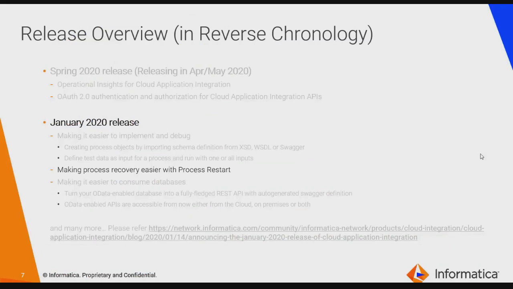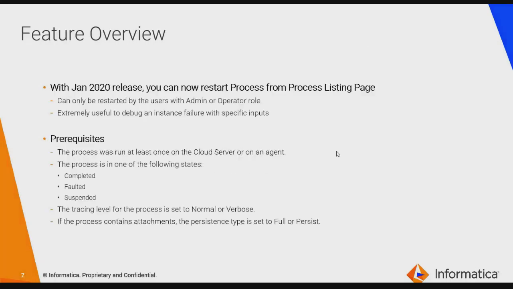Now let's move on to the next topic. It's about how to make your process recovery easier with the process restart from the app integration console. Like I mentioned, with the January 2020 release, you can restart a process from the process listing page. This process listing page can be either from My Processes, which is the developer perspective within the process designer, or it could be from the application integration console service.